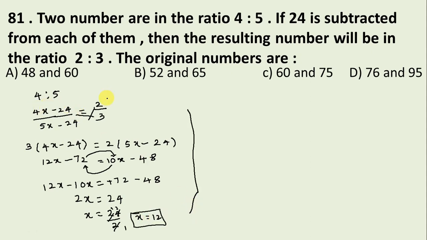Our original numbers are 4x and 5x. 4 into 12 is 48, and 5 into 12 is 60. So option A is correct. Let's go to the next question.